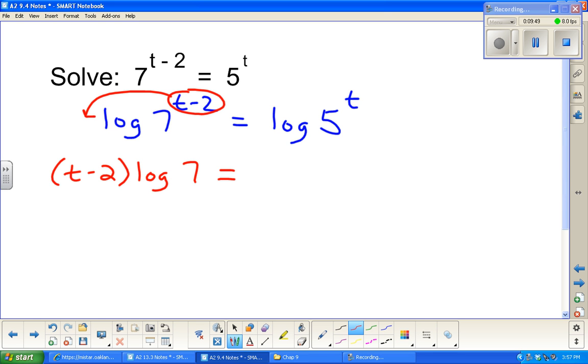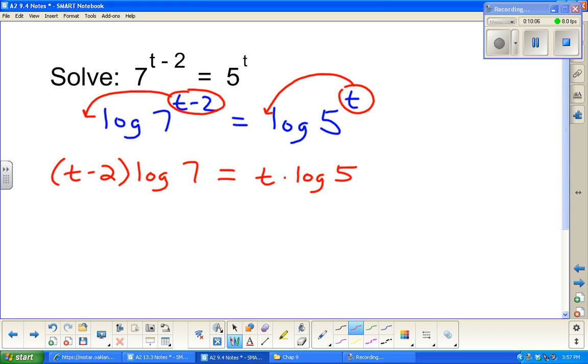And I'm going to do the same thing over here. Okay, I got a power, so I can bring that t out front, t times the log of 5. Okay, now we have ourselves an equation here.